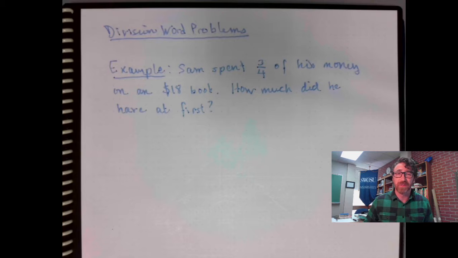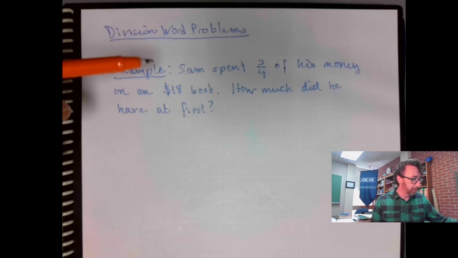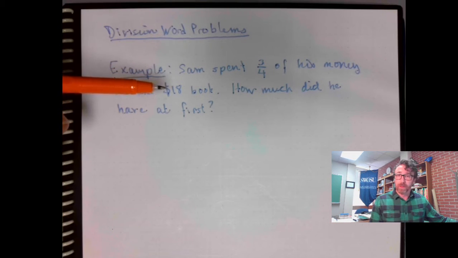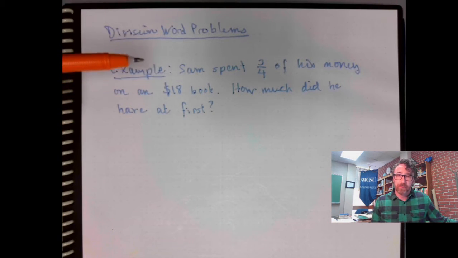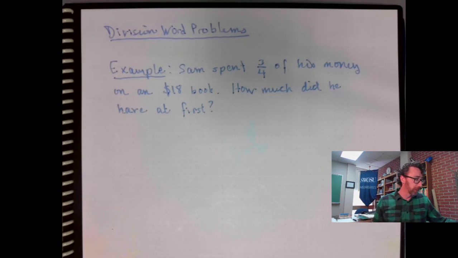We are continuing to work with fractions here, and in this video we are going to look at word problems involving fractions. So let's just get right into the mix and look at this example. Sam spent 3/4 of his money on an $18 book. How much did he have at first?